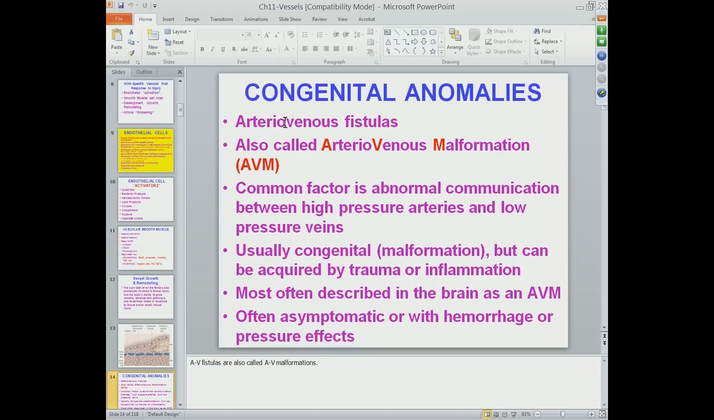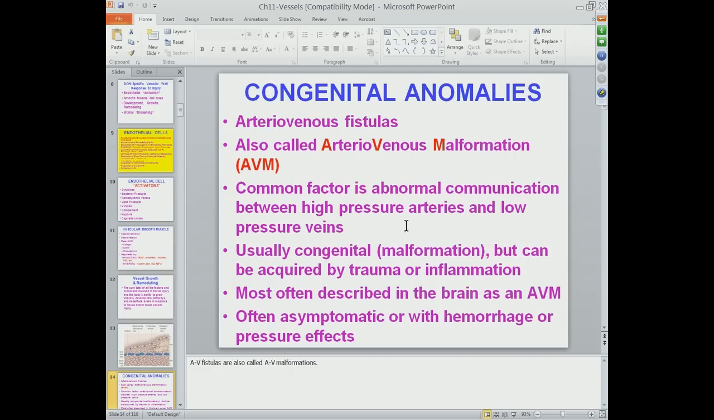We have a connection, because of abnormal congenital development, between an artery and a vein. Arteries are areas of high pressure, veins are areas of low pressure. So if you think that vein adapts to the higher pressure by having more smooth muscle and more fibrous tissue in its wall, you're absolutely right. If you were to look at an arteriovenous fistula, which by the way is also called arteriovenous malformation, they're exactly the same terms. AV fistulas are the same as AVMs, AV malformations. If you look at them, sometimes you're looking at what might have been a vein, but it looks like an artery because it has a thick wall.